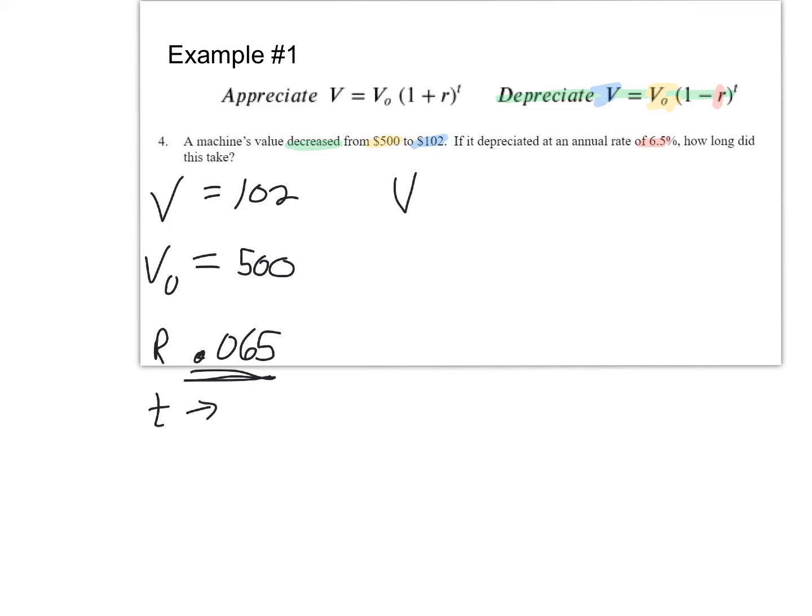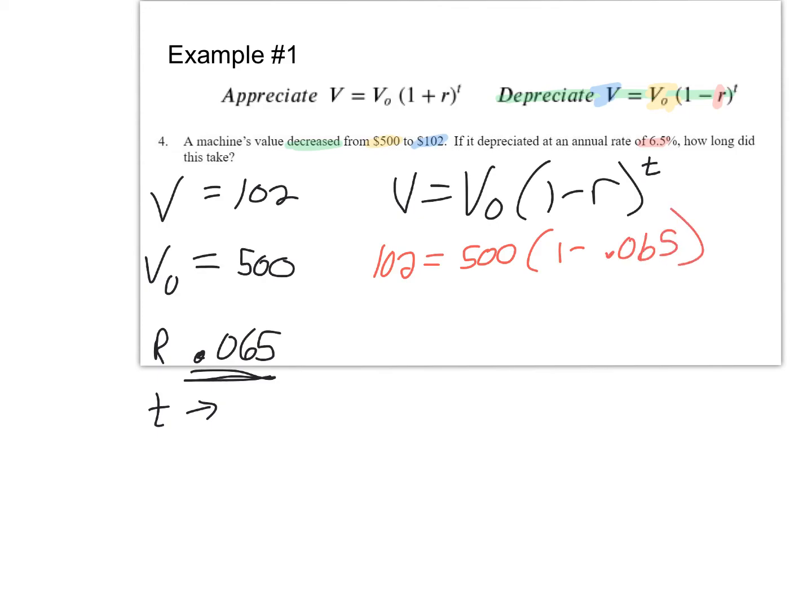So let's set up our equation. V equaling V0 times (1 minus R) raised to the t. All right, so let's substitute. Let's find what we have. We have 102 equaling 500 times (1 minus R, which is 0.065) raised to the t. Now we're going to follow order of operations. So 1 minus 0.065 gives me a grand total of 0.935 raised to the t.